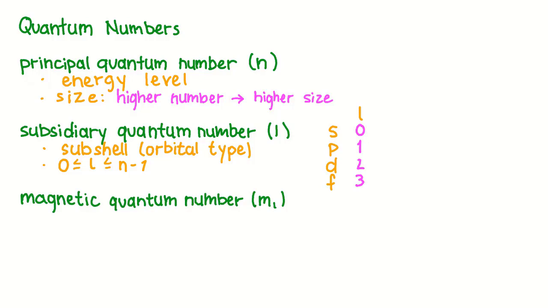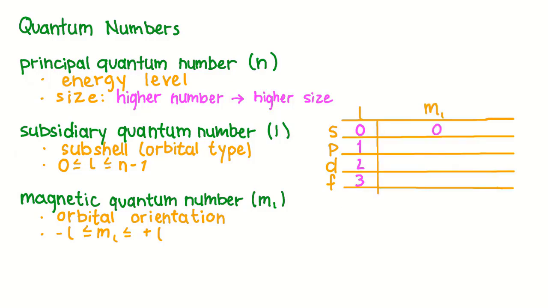The next quantum number is the magnetic quantum number, given the letter m sub L. This quantum number tells us the orbital orientation. For p orbitals, this quantum number would tell us whether the orbital is oriented along the x, y, or z axis. M sub L can have a value from negative L to positive L. So if L equals 0, m sub L can only be 0. But if L equals 1, m sub L can be negative 1, 0, or positive 1, and so on.